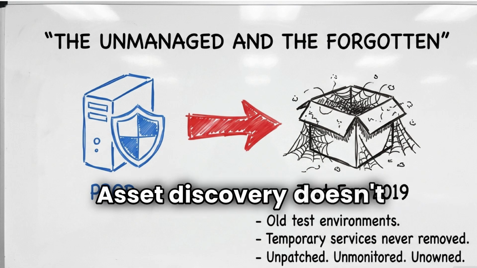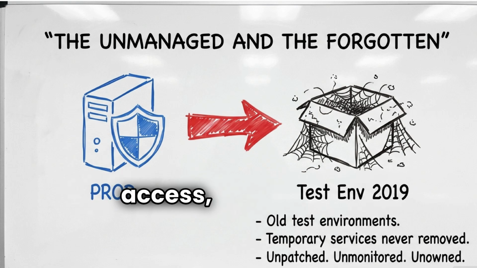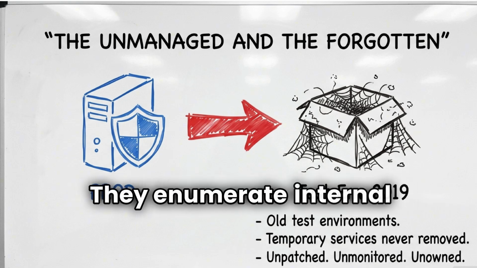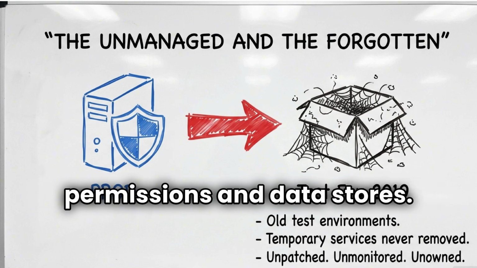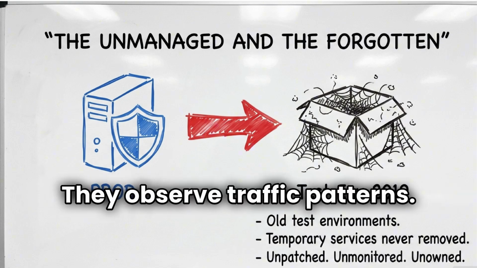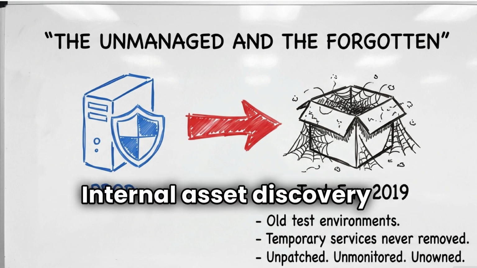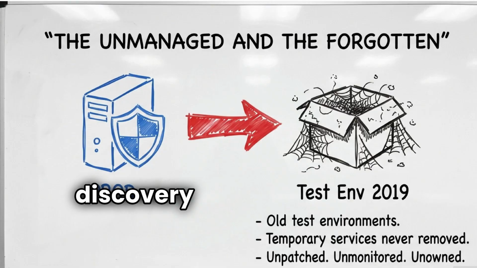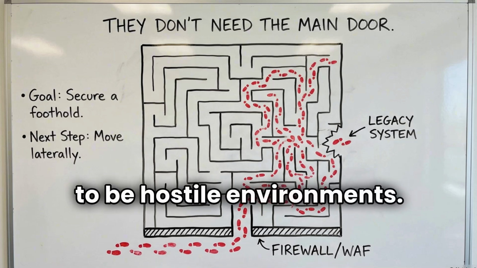From there, they move laterally. Asset discovery doesn't stop at the perimeter. Once attackers gain initial access, they repeat the process internally. They enumerate internal systems, accounts, permissions, and data stores. They observe traffic patterns. They look for trust relationships. Internal asset discovery is often faster and more revealing than external discovery, because internal systems were not designed to be hostile environments.